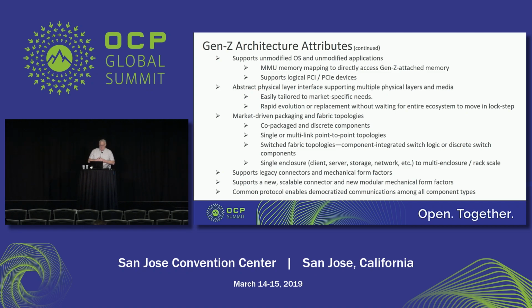It's market-driven packaging and topologies. We've talked about the different multiple links. It's a switch topology. We have both. So it comes in three separate entities: the host side, the fabric, and the target. So this is talking about the switch side, where we can have switch topologies. So topology is arbitrary. PCIe typically is a tree structure. Gen Z allows for arbitrary topologies.